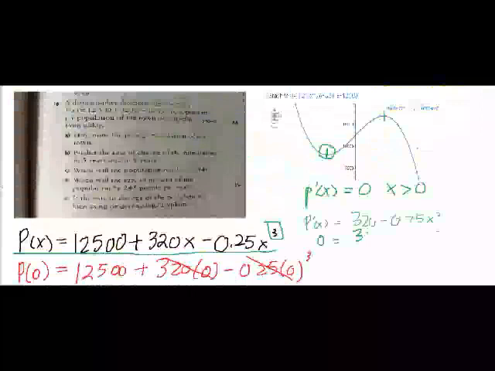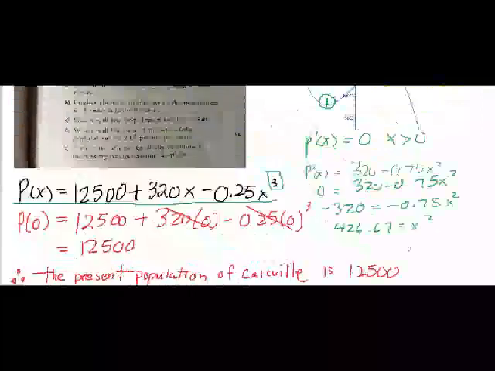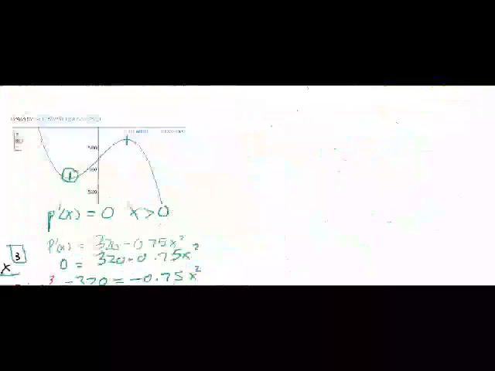we'll bring 320 over, divide both sides by negative 0.75, and 426.67 equals x squared. Square root both sides, and we'll end up with the value of x equal to plus or minus 20.66. Remember, it can't be negative. So positive 20.66 is where our turning point occurs. Now that we have a turning point at x equals 20.66, we need to find the concavity of it, if it's a minimum or a maximum. Because if we didn't have this graph, it could have been a minimum or a maximum. We wouldn't know which one it was. So we need to do a second derivative test.